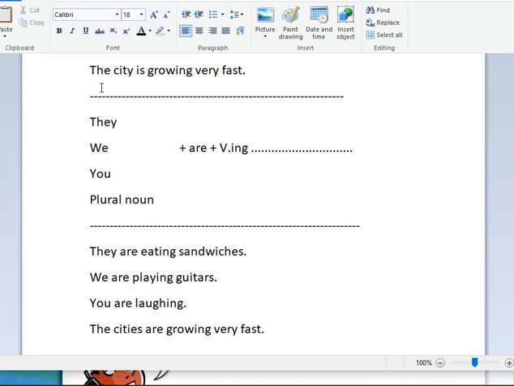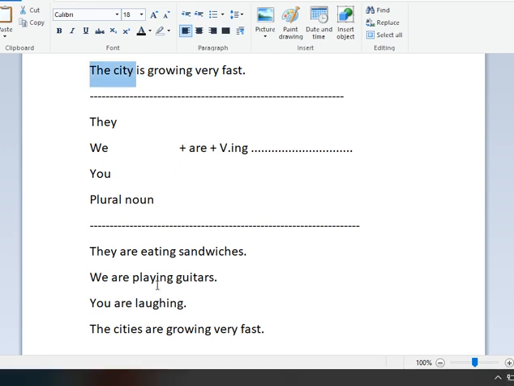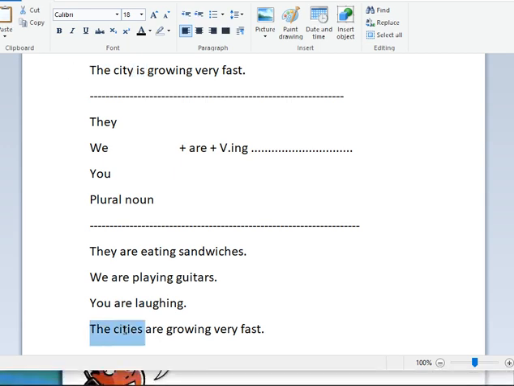So just look at this one. The city is, why is? Because it's singular. So in here, the cities are, why are? Because the cities is plural. This is all about is and are.